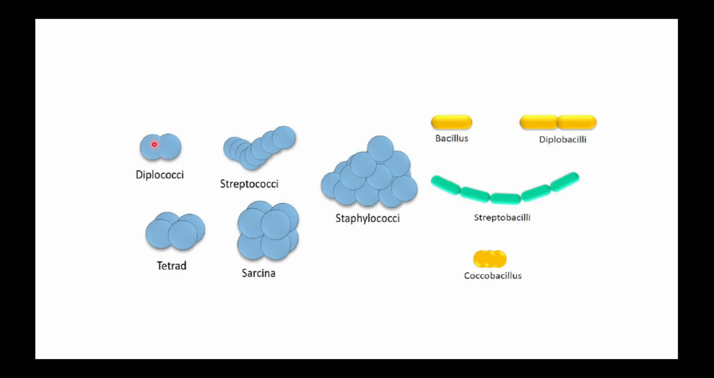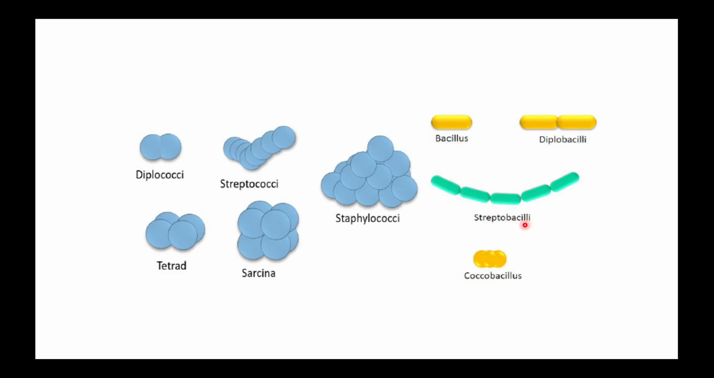Now, if there are two of them attached together like this, then it will be called diplococci. And two rods attached like this will be called diplobacilli. If they are arranged in a long chain, they are called streptococci if spherical and streptobacilli if rod shaped. If they are arranged in four spheres, it is called a tetrad. If arranged in eight spheres, it is called sarcina. And if it is forming a bunch of spheres, it is called staphylococci.